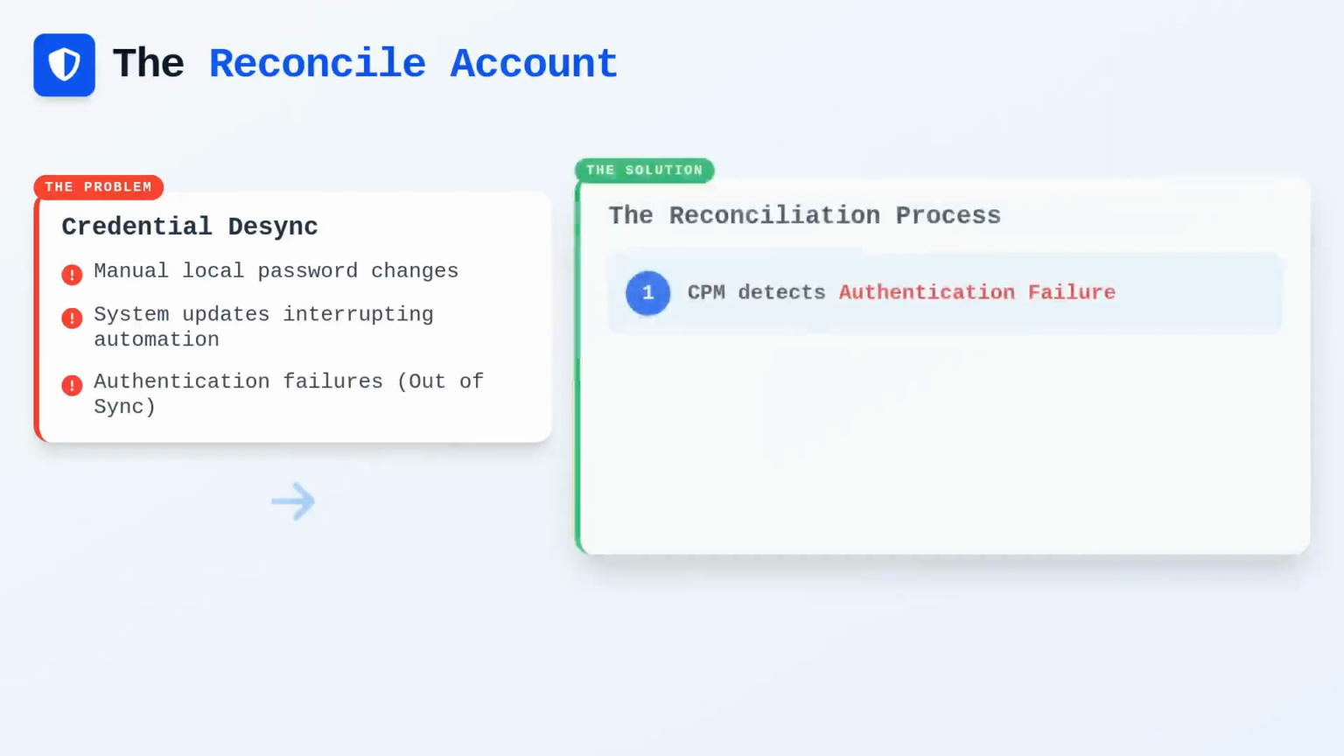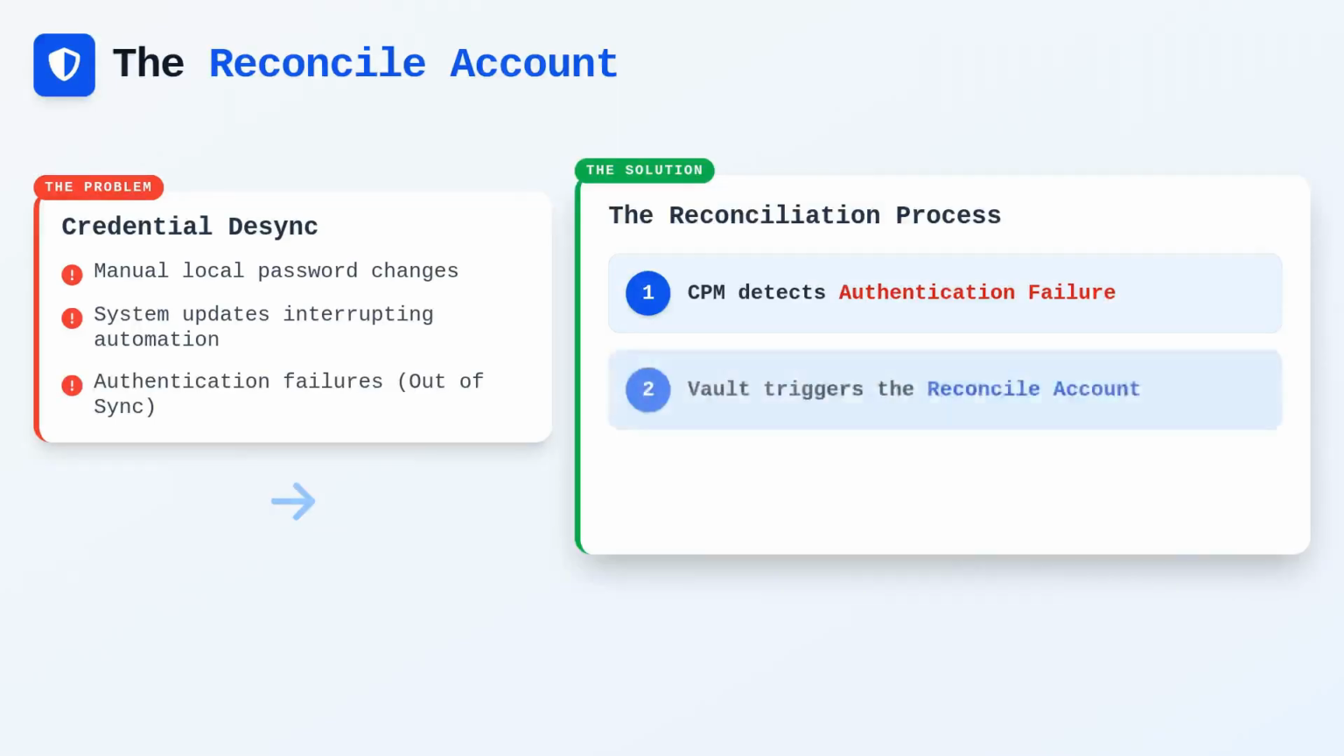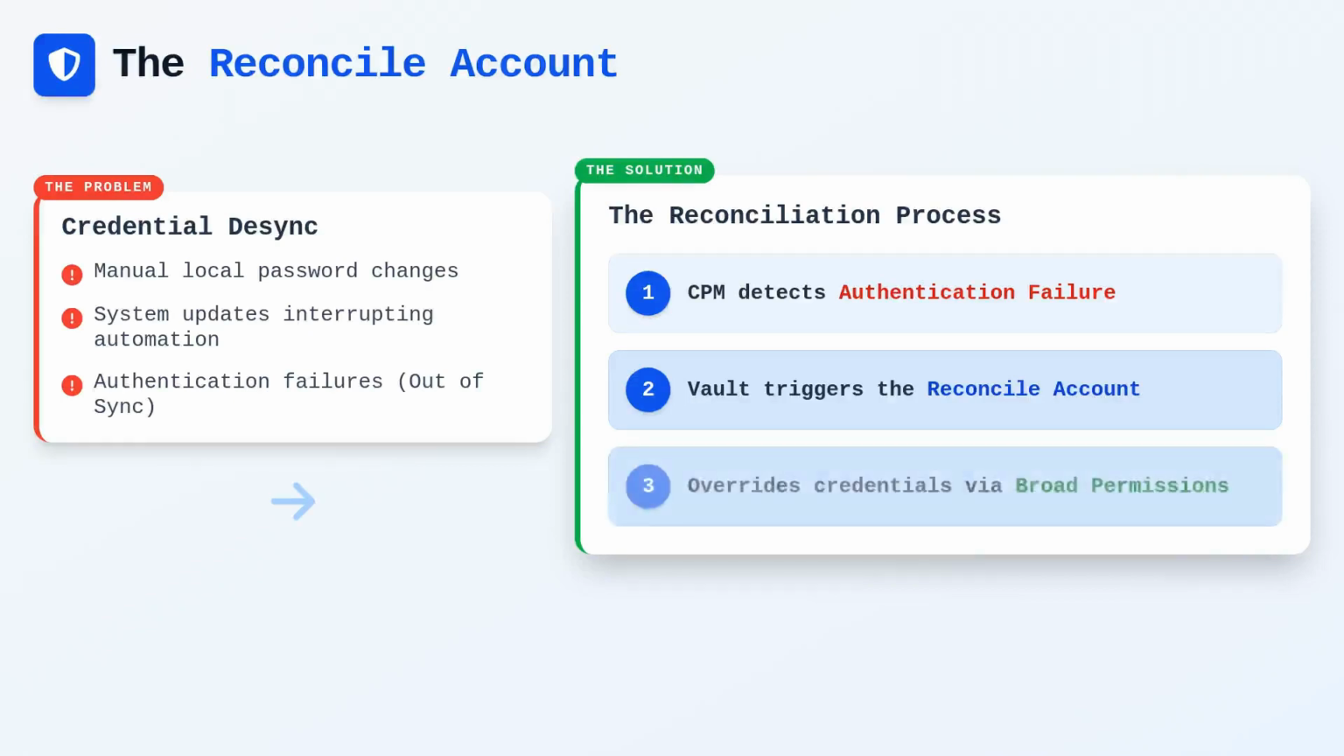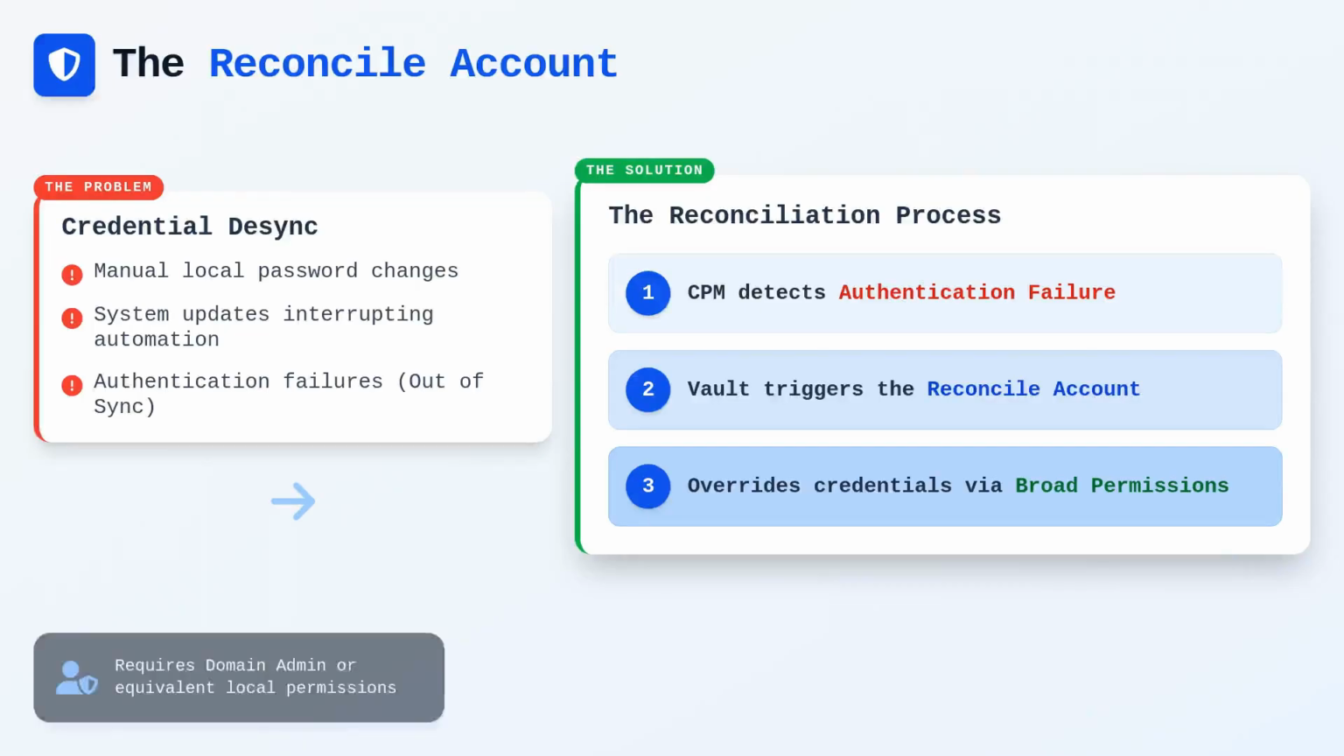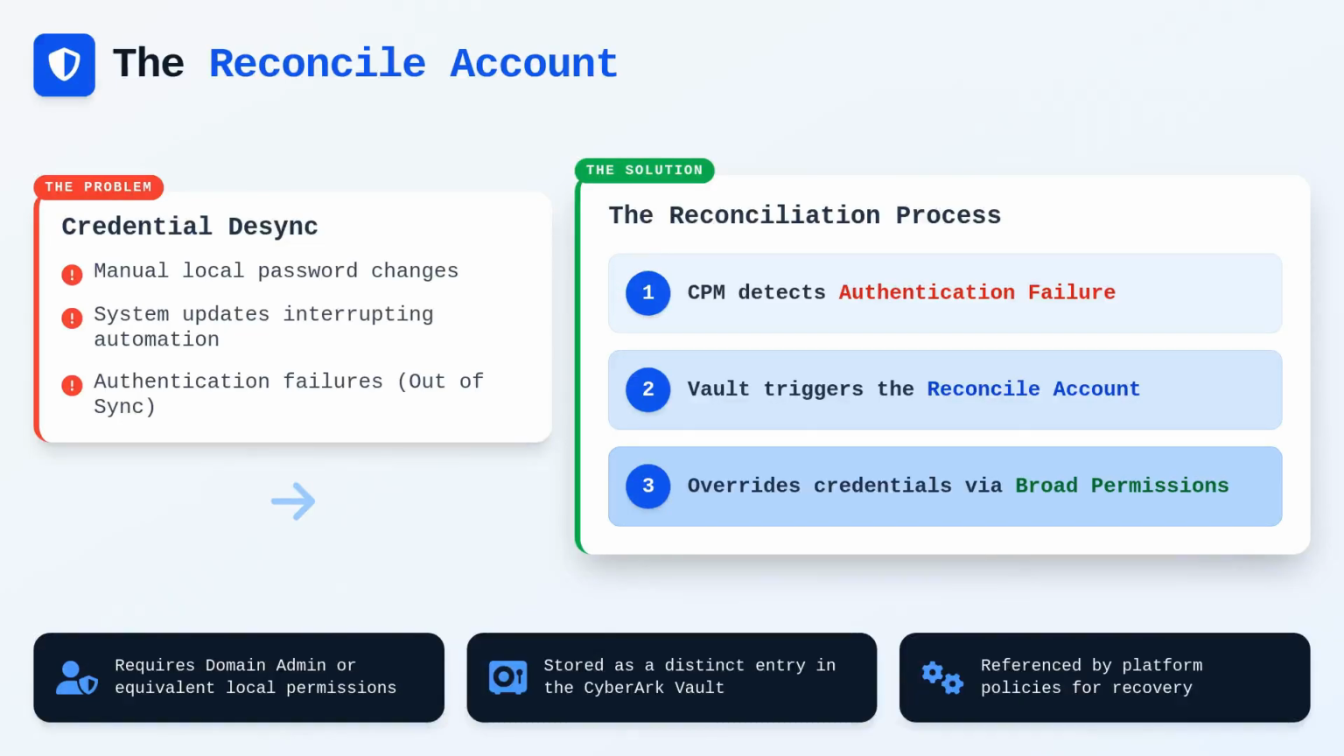The reconcile account, or reconciliation account, is the specific privileged identity configured within CyberArk to resolve these discrepancies by overriding existing credentials. It must be an account with broad permissions, typically a domain administrator or an equivalent local user, capable of resetting passwords for a defined set of target accounts. It exists as a distinct entry in the vault that your platform policies reference whenever the standard change process reports a failure or an inability to authenticate.